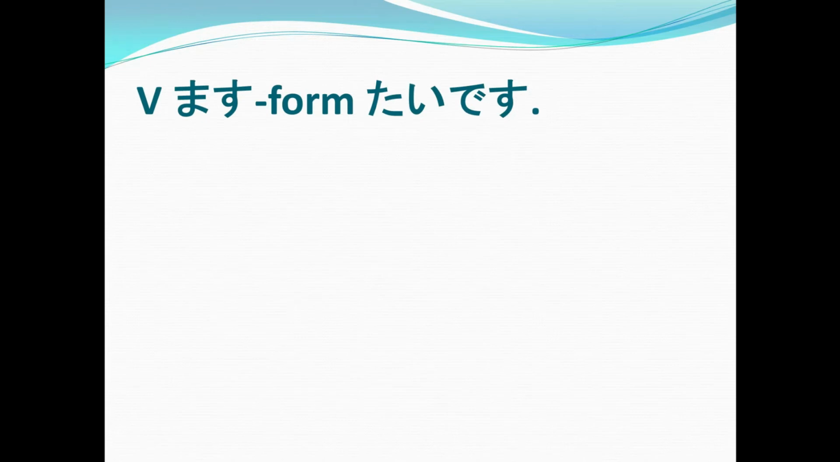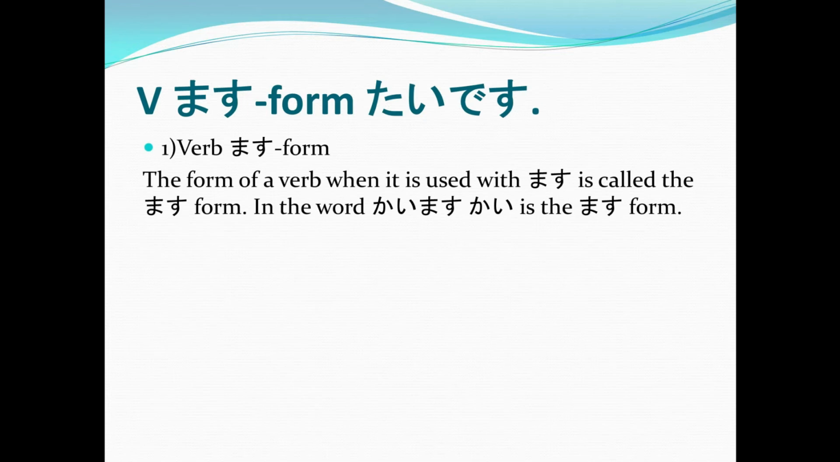Now, the next sentence pattern in Lesson 13 is verb masu form tai desu. Again, verb in the masu form, change it into tai desu. The form of a verb when it is used with masu is called the masu form. Remember that. Like tabemasu, mimasu, benkyou shimasu, and so on. Example, in the action word kaimasu, kai is the masu form.